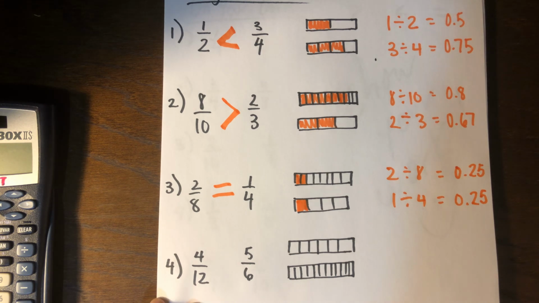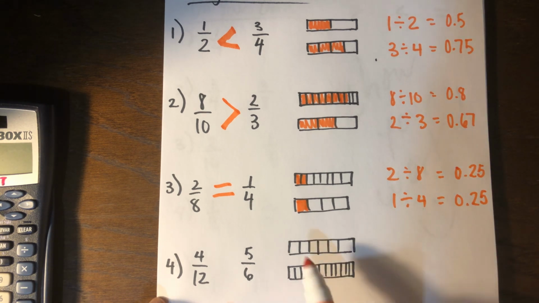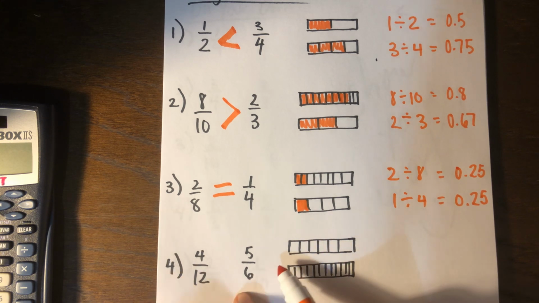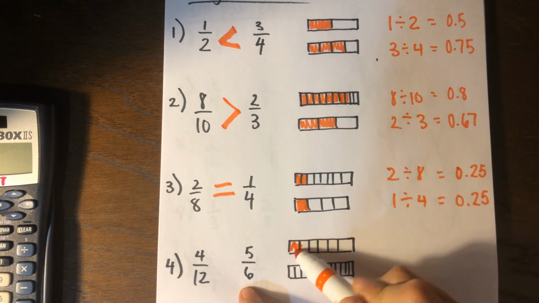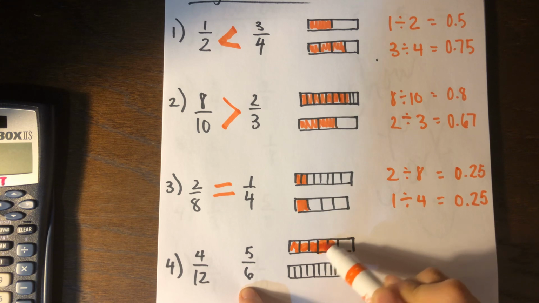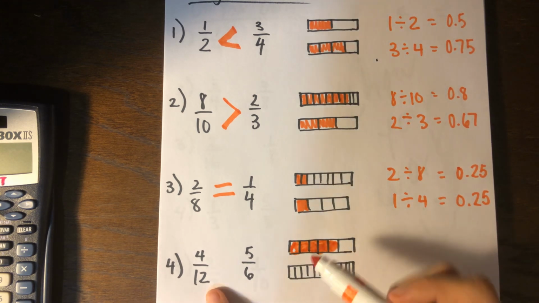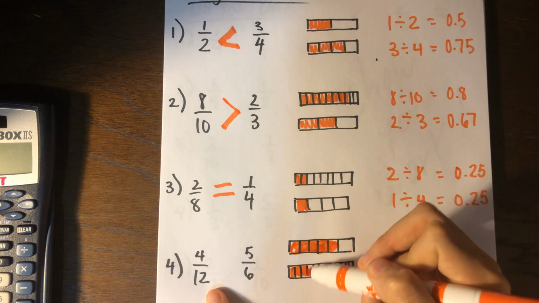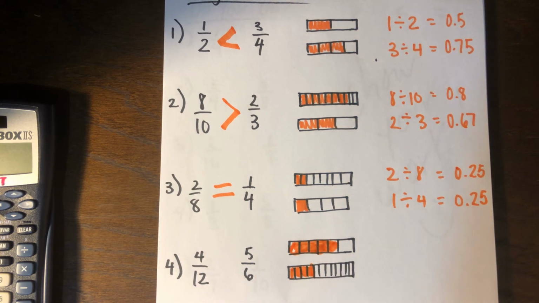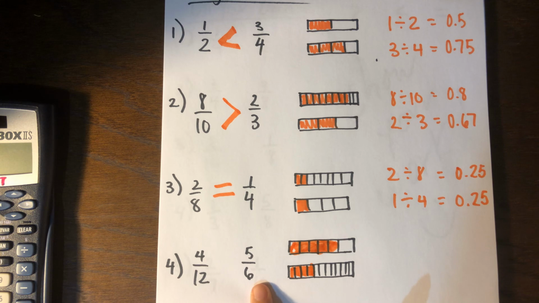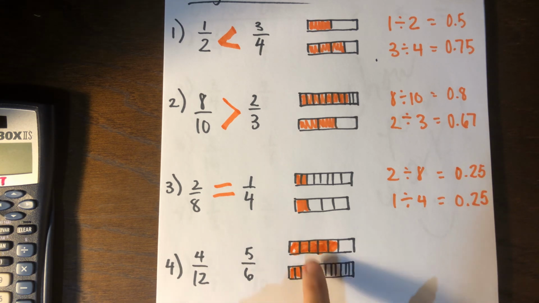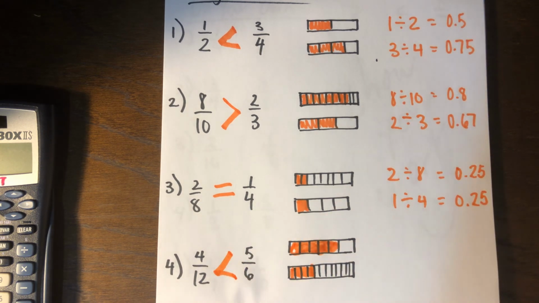Okay, so I have 4/12 and 5/6. Here's one with 12 and here's one with 6. For the 6, I'm going to color 5. 3, 4, and 5. Then 4/12, so I'm going to only color 4. 1, 2, 3, and 4. Which one's bigger? This one may appear to be smaller because our denominator is smaller than 12. But when we actually compare them, we see that this one is greater.